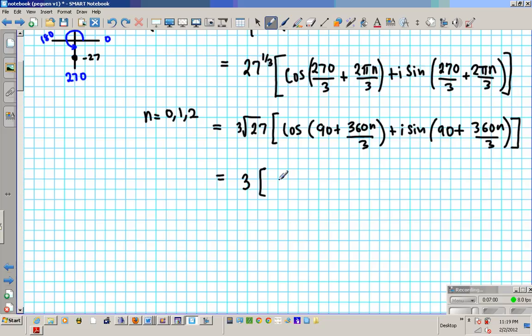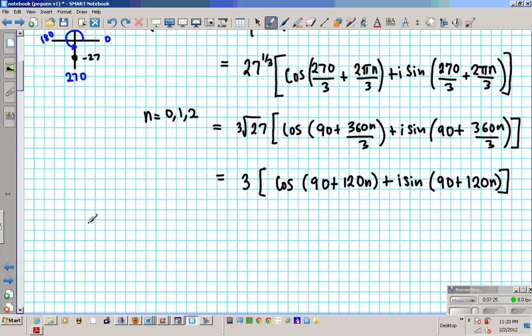times cosine 90 plus, what is 360 over 3? 120, right? 120n, plus i sine 90 plus the same story, 120n. So this is a nice formula. I can just simply plug in 0, 1, 2 for the n's, okay? And that will generate my answers for me.